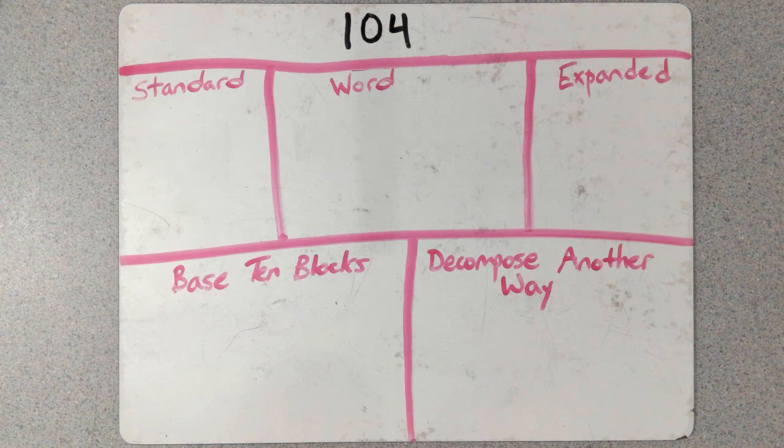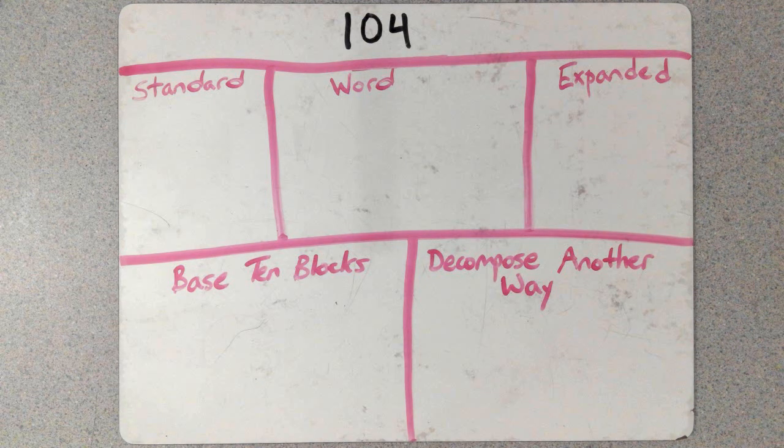If you haven't heard that word before, decompose, it means to break apart. So if we say to decompose a number, we're wanting kiddos to break that number apart into its individual value places, which is why it's called place value.